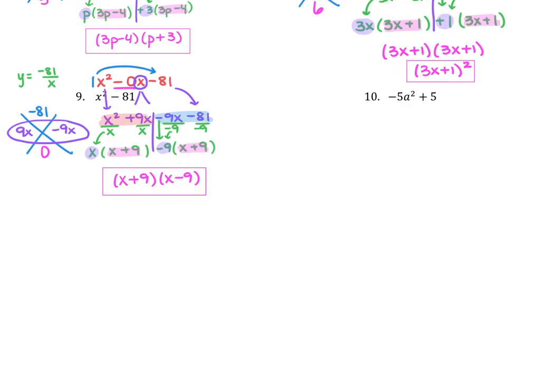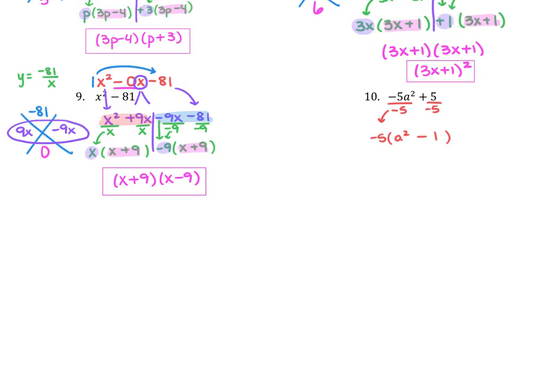All right, number 10. First thing I'm going to do is look to see if there's a GCF. Notice that there is a GCF between these two terms. They both have a 5 in common. And remember, I have to take the sign of that first term. So I'm going to actually divide both terms by a negative 5. I'm going to put that out in front of parentheses. Negative 5a squared divided by negative 5 leaves me a squared. And 5 divided by negative 5 leaves me negative 1.